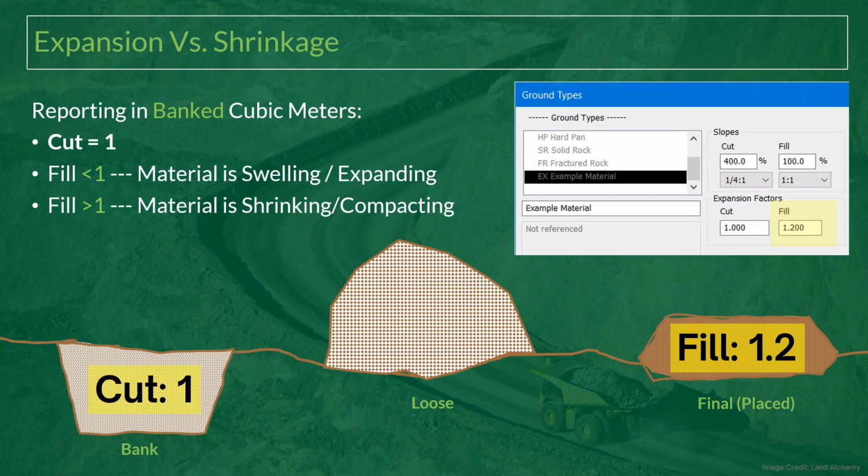So expansion and shrinkage and the changing of the volumes in the different states of materials is something that can have a very large impact within the volumes of your project if you don't account for it. So with that, hopefully reasonably well done introduction to the concept, I am going to pass it back to Matt. We'll go through a couple examples of this inside the software.